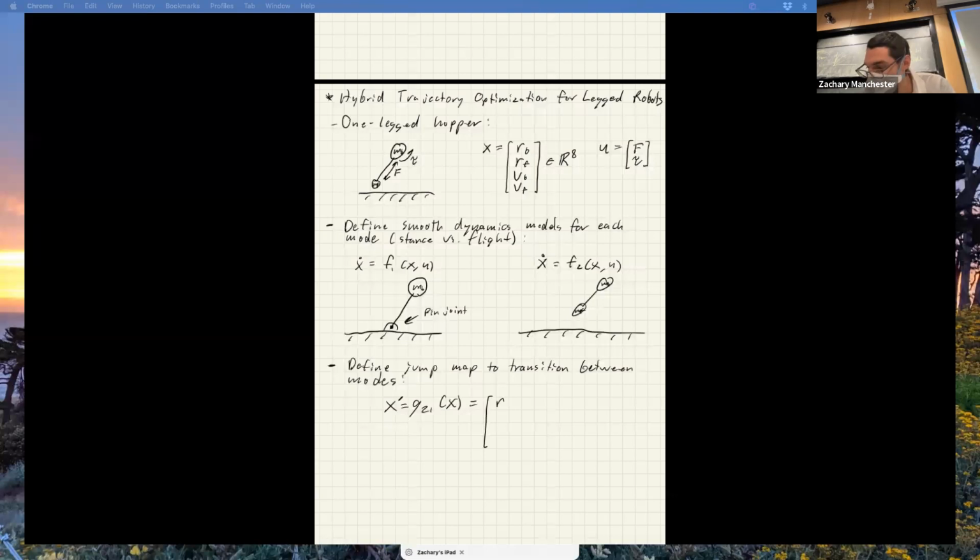So we'll have body, foot position. We're not changing the body velocity, right? The body can keep moving. We're going to zero out the foot velocity. And here we're actually going to zero out the foot velocity both in the vertical and tangential directions, where we're going to assume sticking contact.